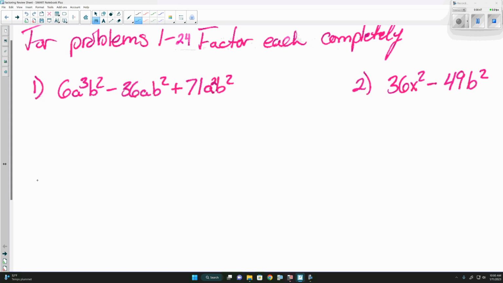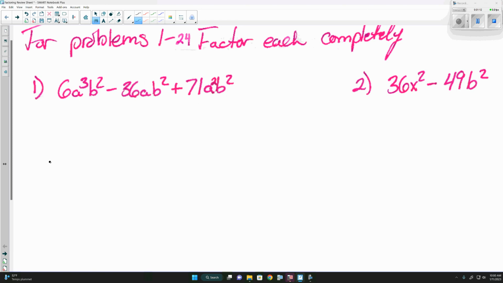For it to be divisible by 6, it has to be divisible by both 2 and 3. 71 isn't divisible by 3 because if we add the digits together, 7 plus 1 is 8. 8's not divisible by 3, so 71 is not. 71 is also not divisible by 2 because it's not an even number. So there isn't a greatest common factor among those three.